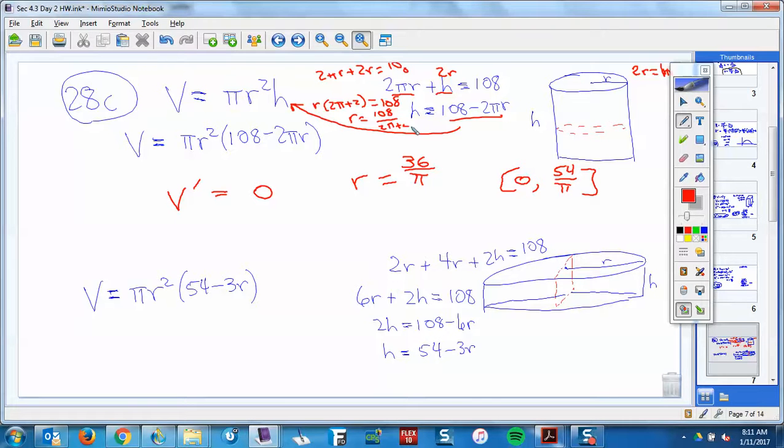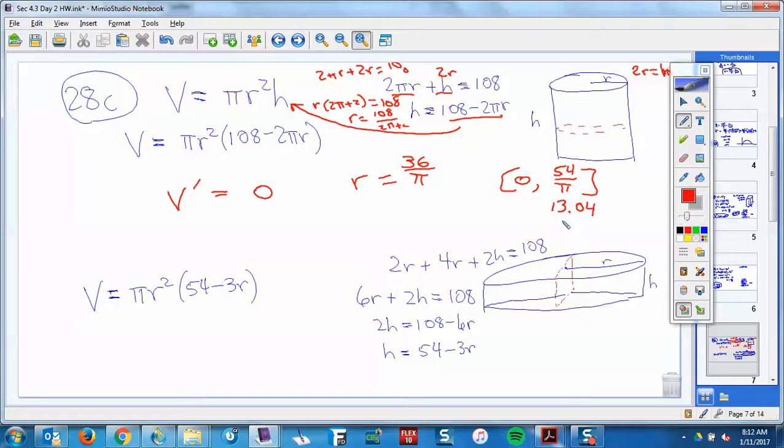What is that on the calculator? Do that for me. Just do 2 pi plus 2 as a decimal. Okay, now do 108 divided by that. 13.04. What's 54 divided by pi? 17. So we would be saying here 17 point something would be the biggest, but actually about 13.04 would be the biggest.